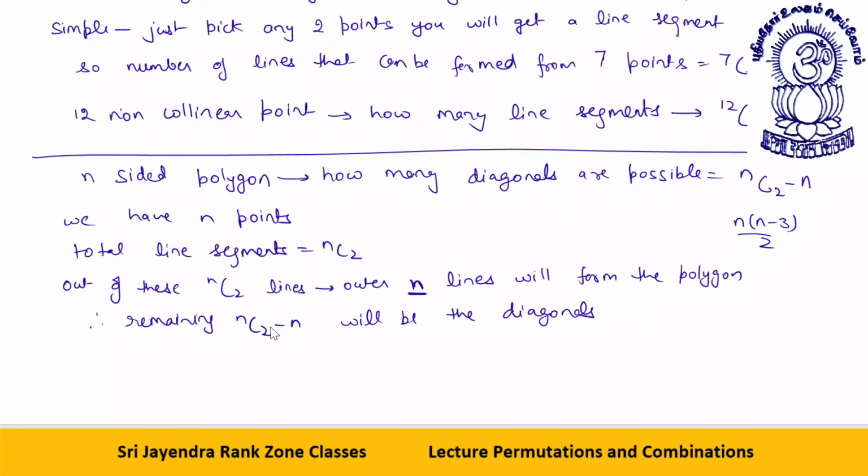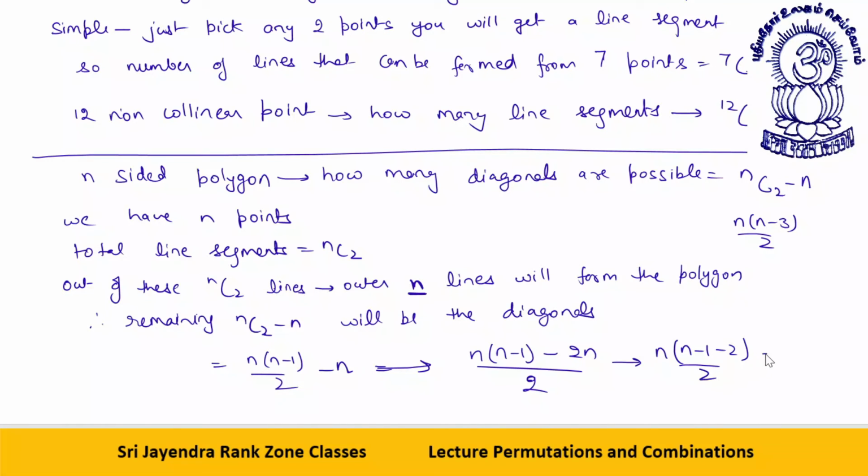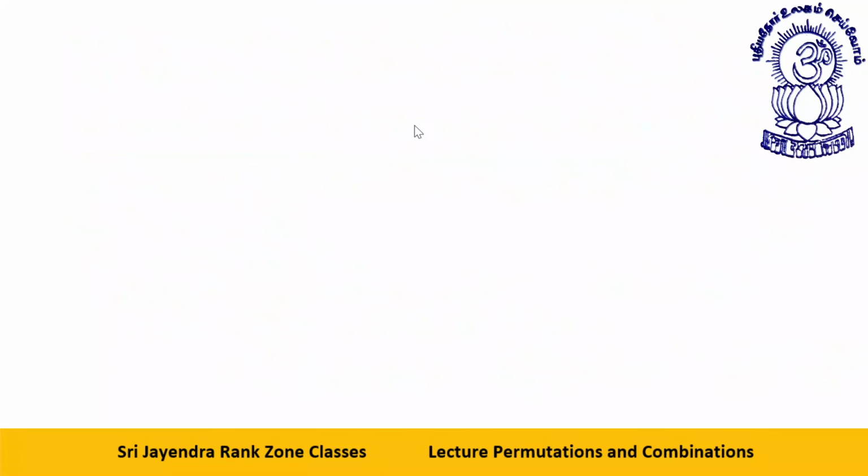Clear? Remaining nC2 minus n. What is nC2? n(n minus 1)/2 minus n. This will be n(n minus 1) minus 2n, over 2. If I take n common, what I will be left with is n(n minus 1 minus 2)/2, or n(n minus 3)/2. Clear? Let's take one example based on this. I will further show it and then I will do an example.